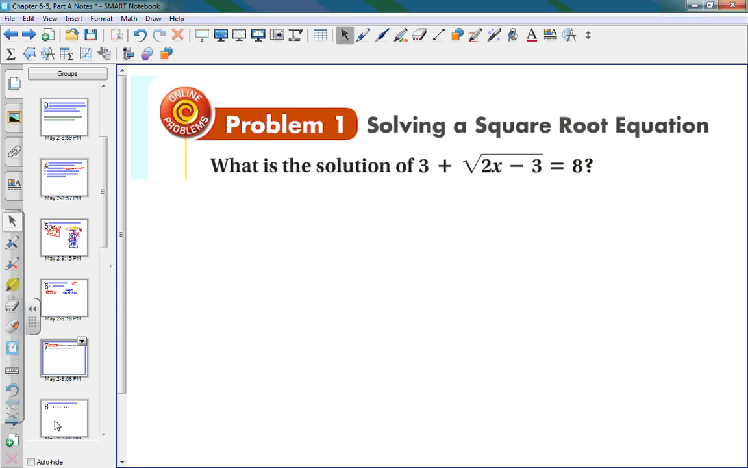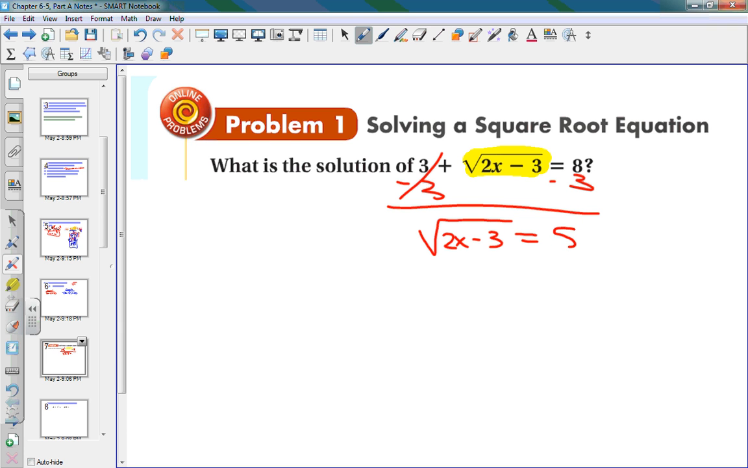Step 1, isolate the radicand. So if I'm isolating the radicand, that means I need to get rid of this plus 3 that's attached to it. So how do I get rid of that? Subtract 3, and I get the square root of 2x minus 3 is equal to 5.